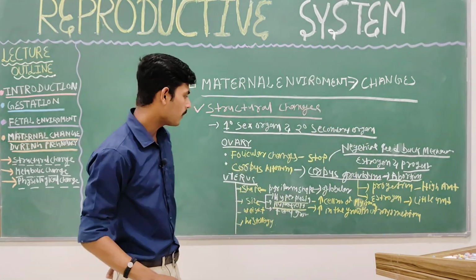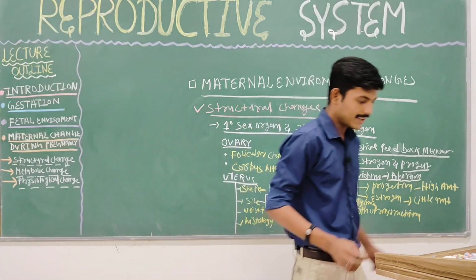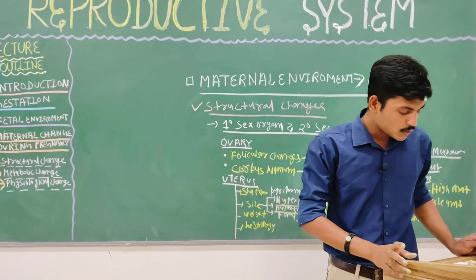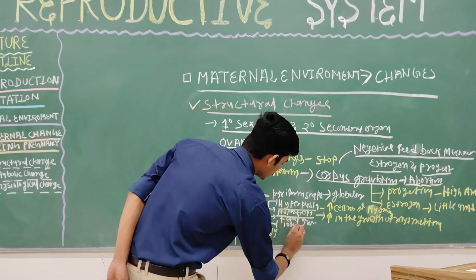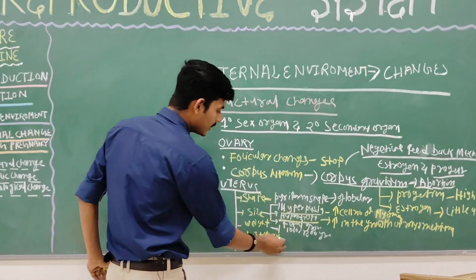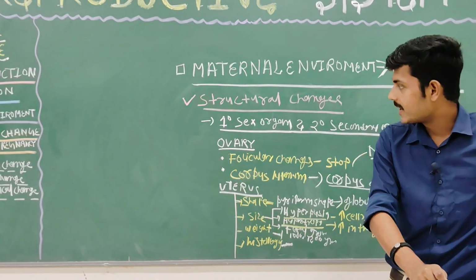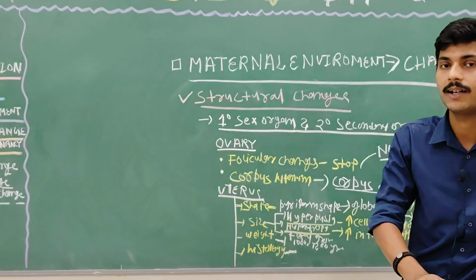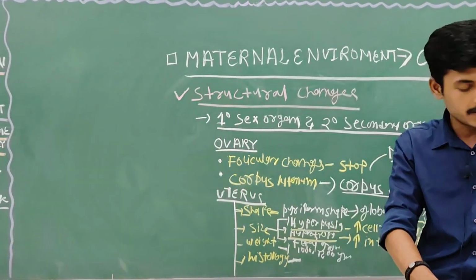Now the weight. The normal weight of the uterus is about 30 to 50 gram, but it changes to 1000 to 1200 grams. It's a profound change. If we talk about the histology, the layers of the endometrium undergo changes. The decidua layer, where implantation happens, will change.